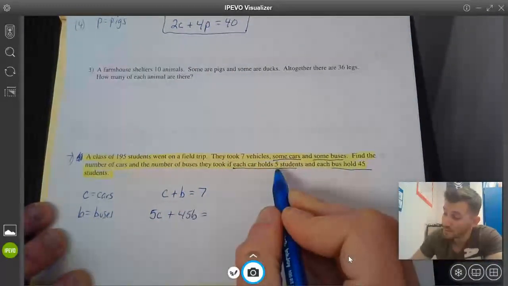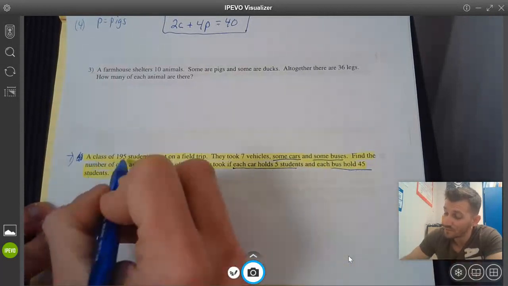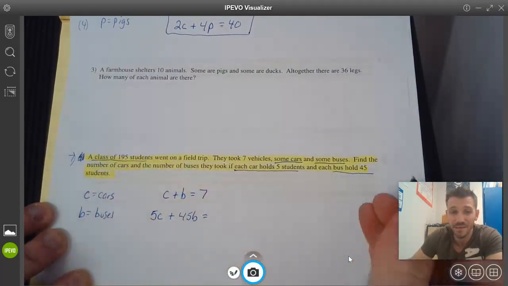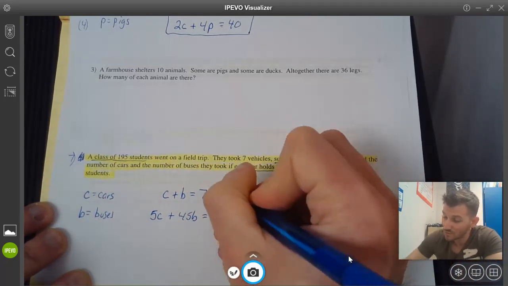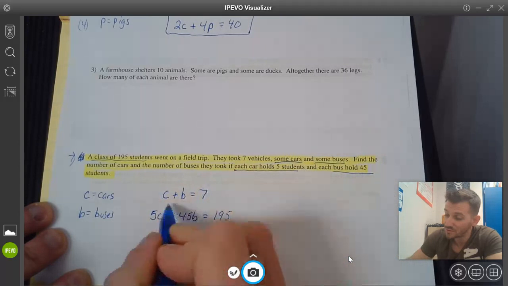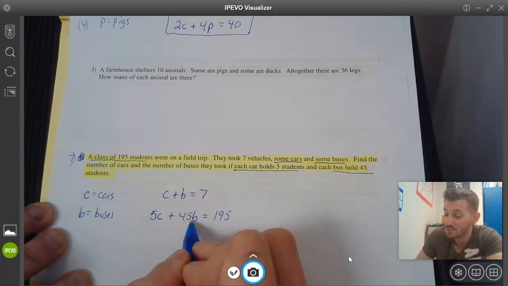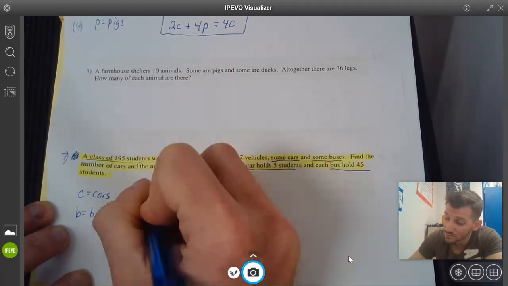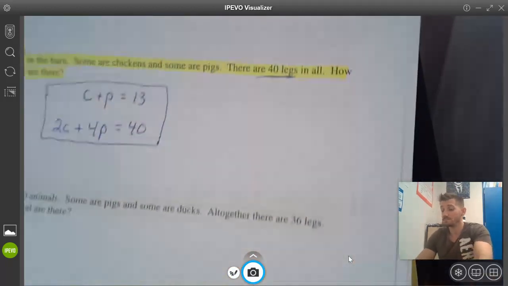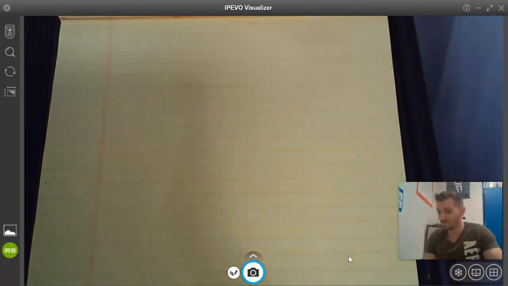And how many students were there in total? 5 students for that, 45 for that, and the class of 195 students. So this was the total number of vehicles, and this was how many students. 5 for a car, 45 fit in a bus, and 195 went. There's your 2 equations. Okay. 2 more. That's all we got left.